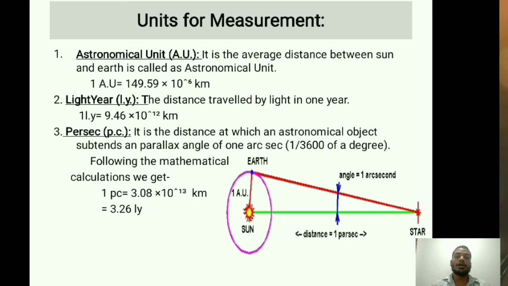The distance traveled by light in 1 year is called a light year, and 1 light year is equal to 9.46 into 10 to the power 2 kilometer. And the distance at which an astronomical object subtends a parallax angle of 1 arc second is called a parsec. And 1 parsec is equal to 3.08 into 10 to the power 13 kilometer, which is equal to 3.26 light year.